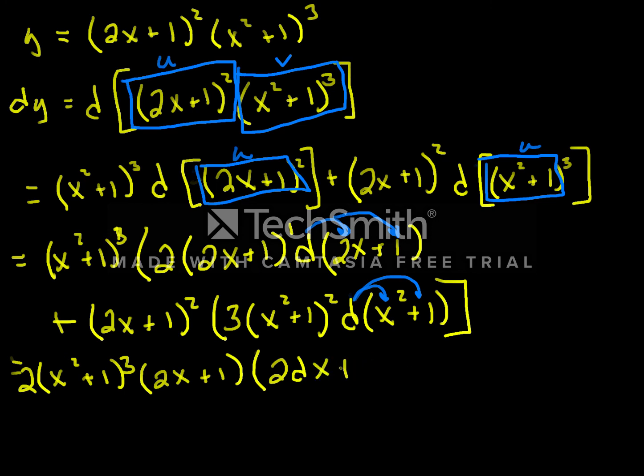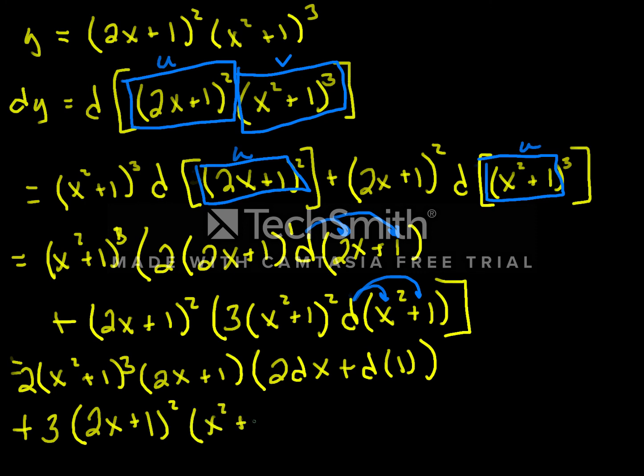And I'll write it again, but I'll probably eventually stop writing this because we should know that the differential of a constant is 0. So anyways, then here I'm going to write, so it's plus, and again I'll bring this 3 in front just to make it neat, 2x plus 1 quantity squared times x squared plus 1 quantity squared. And this becomes just d of x squared. Where did the d1 go? Well, it's 0.